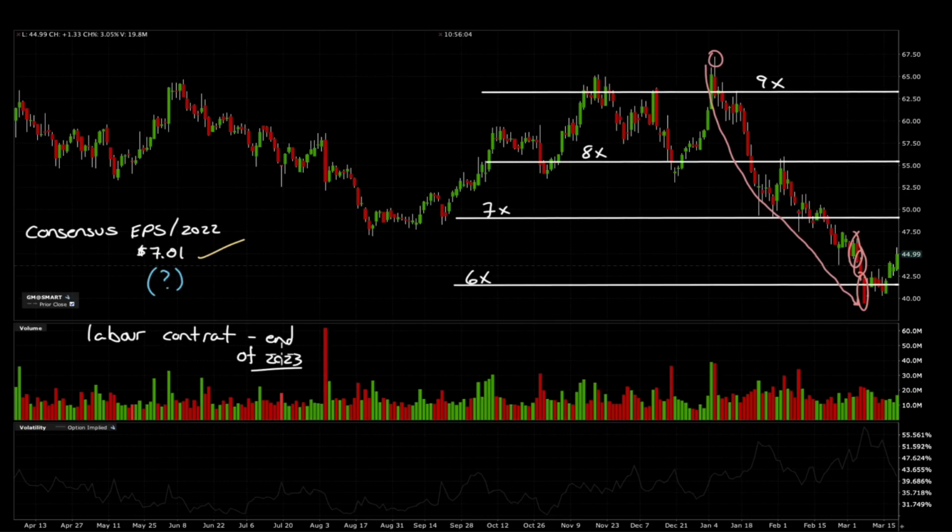Their next labor contract ending is the end of 2023. So I don't have to worry about a strike over the next 12 months because they have a contract in place still there. So I don't have that headwind coming up. And we had a rebound here. We got all the way to 45, which is a strike price.